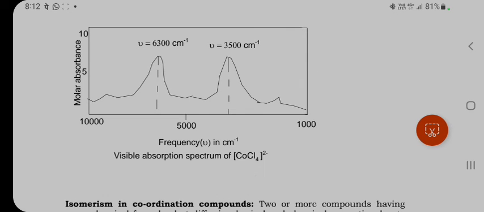You can see here the visible absorption spectra of the tetrachlorocobalt(II) ion. You can observe 2 bands: one band at 3500 per centimeter and another at 6300 per centimeter. These 2 bands indicate the excitation of the 2 electrons from the lower energy Eg orbital to the higher energy T2g orbital.